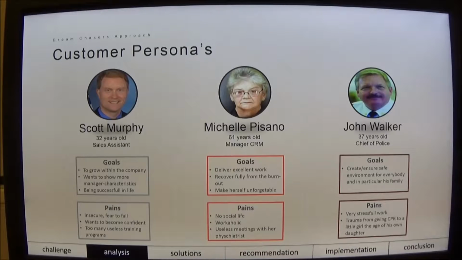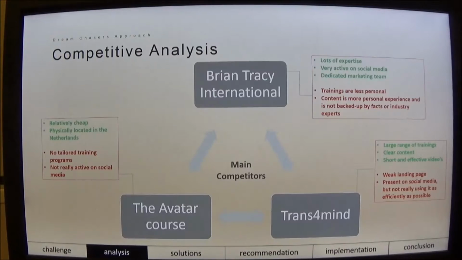So they need training from the Dream Chasers approach, and they are the ideal people that would fit the training programs. So who are they dealing with in the market?